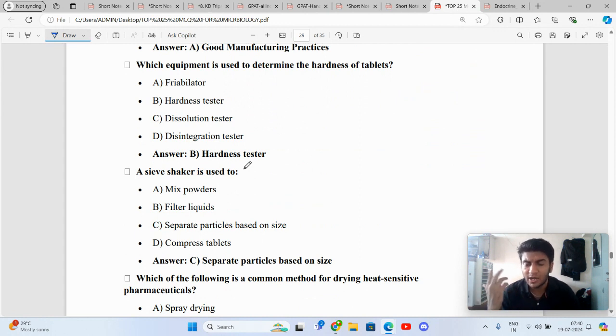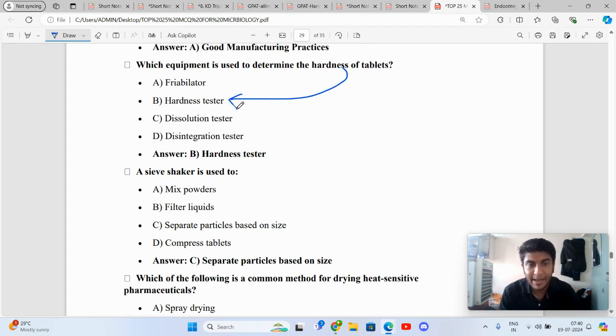And also while you're in the pharmaceutical industry, where you're keeping data, there is the BMR, batch manufacturing record. Then there is the master formula record, MFR. So you need to know about the BMR, MFR, the components, batch number, weight, and all, right? Manufacturing date, expiry date. Which is used to determine the hardness?